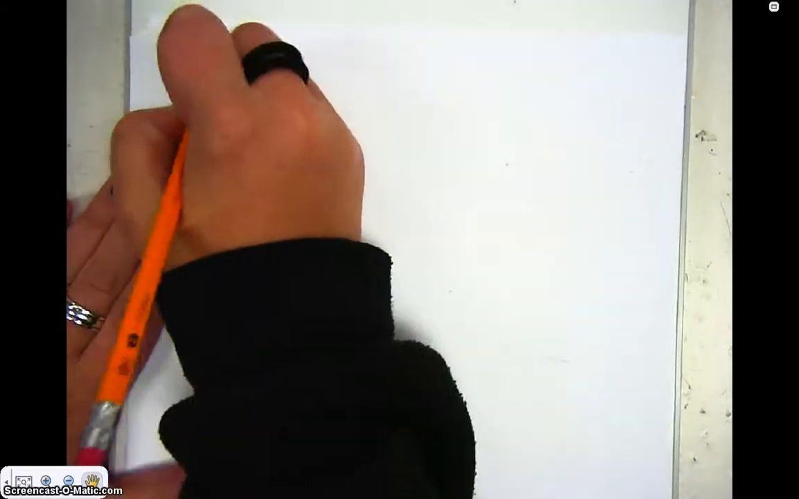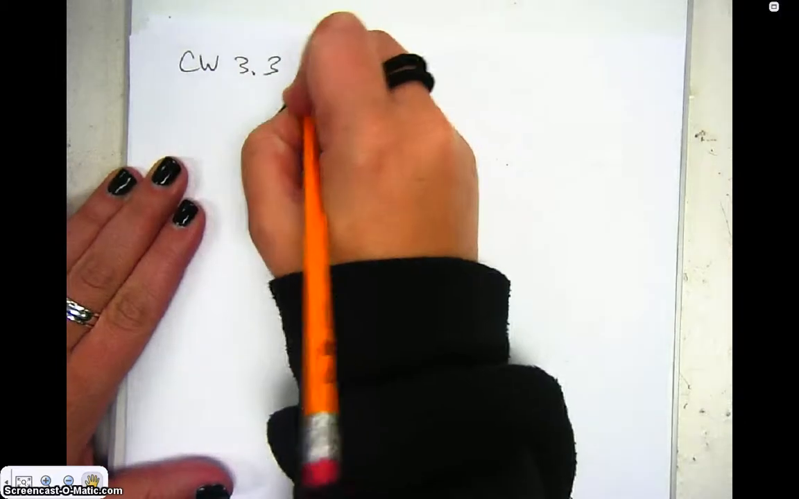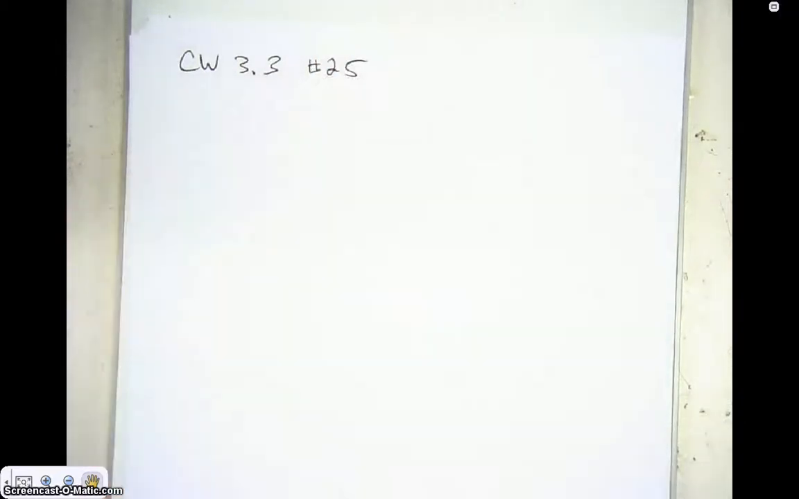This will be classwork 3.3, number 26. And this problem says, calculate acceleration due to gravity on the moon. The moon's radius is this and mass is this.